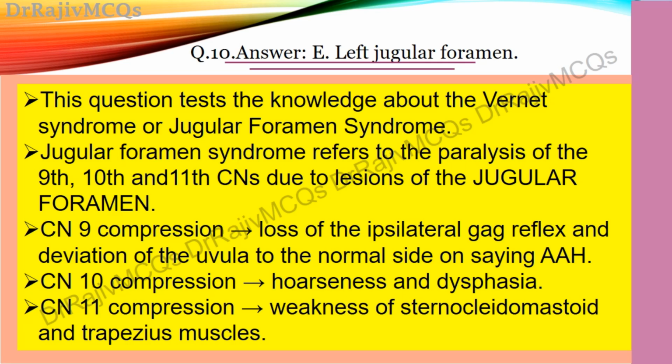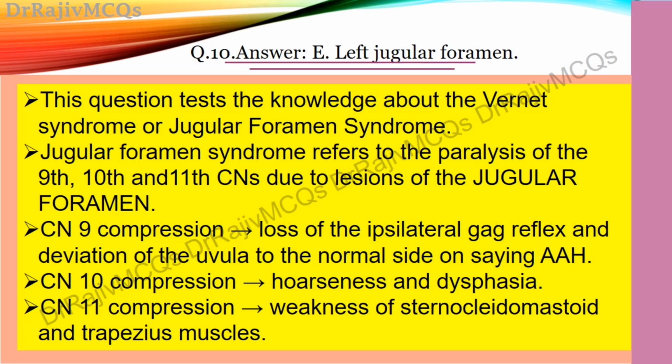There are two jugular foramina in the skull base, located on either side anterolateral to the foramen magnum. The nerves that pass through this foramen are glossopharyngeal, vagus, and accessory nerves. Clinical features depend on the structures compressed at one or both foramina. The involvement of the glossopharyngeal nerve leads to loss of the ipsilateral gag reflex. Its unilateral paralysis leads to deviation of the uvula to the normal side on saying ah. Vagal compression causes hoarseness and dysphagia.